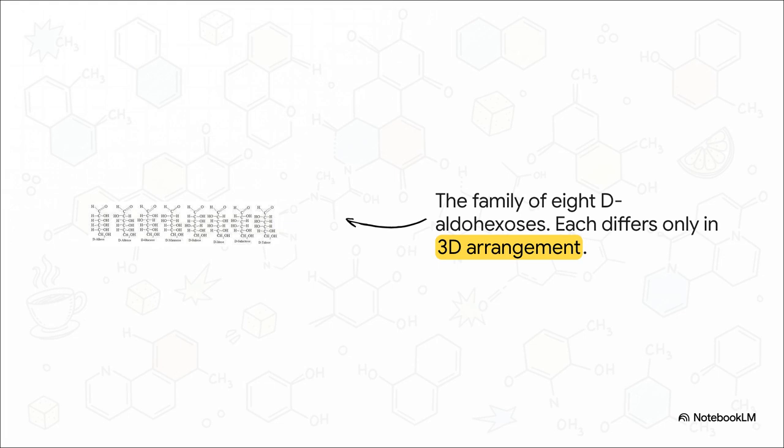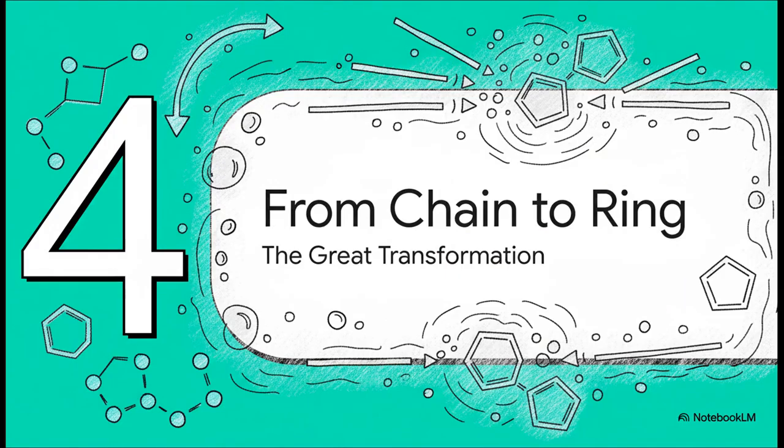These are the D forms, the ones that are most common in nature. From allose all the way to talose. Every single one is a unique sugar with its own properties. And the only difference is that subtle left-right arrangement of those little OH groups. It's just an incredible example of molecular diversity. Okay, so prepare yourself for a major plot twist.